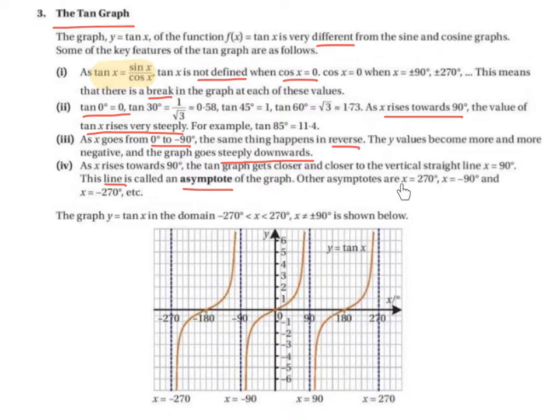Other asymptotes are x equals 270 degrees. So here we have another asymptote, a vertical line that the graph of tan will not touch, but will get closer and closer to it. We also have one at x equals minus 90 degrees, which is here. Again, the graph of tan will not touch it, but will get closer and closer to it. And x equals minus 270 degrees, etc. The graph y equals tan of x in the domain x values from minus 270 degrees to positive 270 degrees, where x cannot be equal to plus or minus 90 degrees, is shown below.